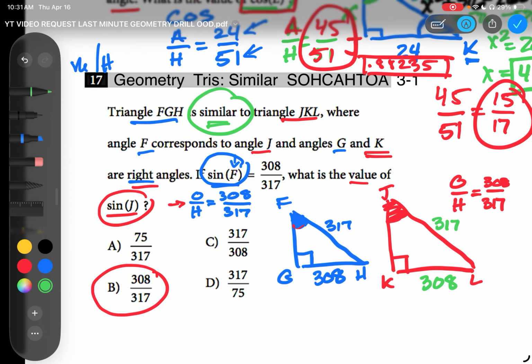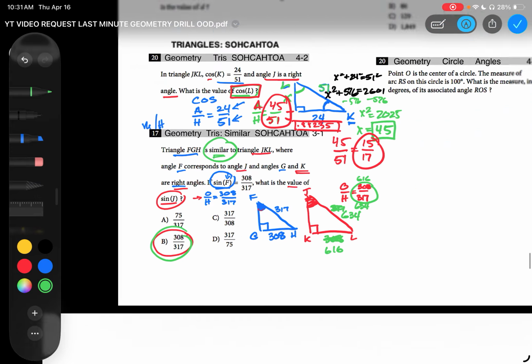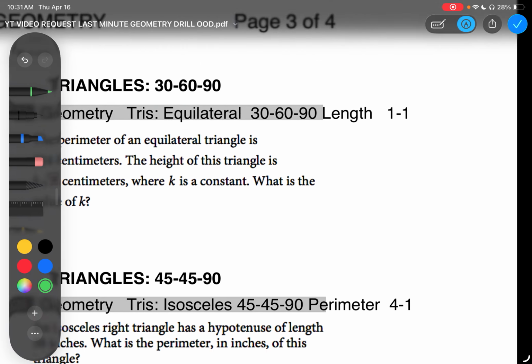Now we don't have the actual measurements for JL and KL, but we could say it could be double, right? It could be 616. Scratch that out. And this guy could be what? 634. And still, if you did that, right? If you put 616 over here over 634, it's still going to reduce to what? 308, 317. So still B is your best answer. All right, next question. Question number 27.